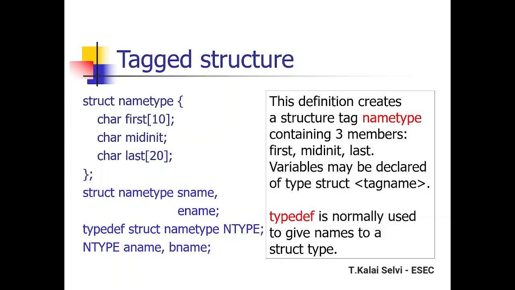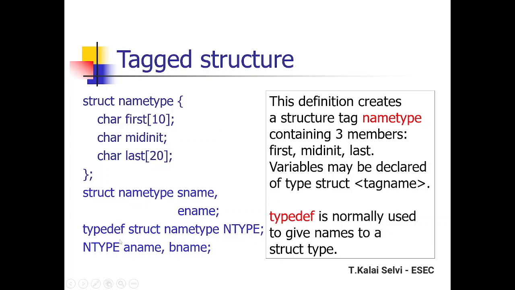So here we have a structure named name type with three data members, which has the structure variables sname and ename. And this can be handled by defining the type using the typedef keyword, and this struct can be renamed as n type. So with the help of the typedef keyword, we are giving another name for the structure as n type.